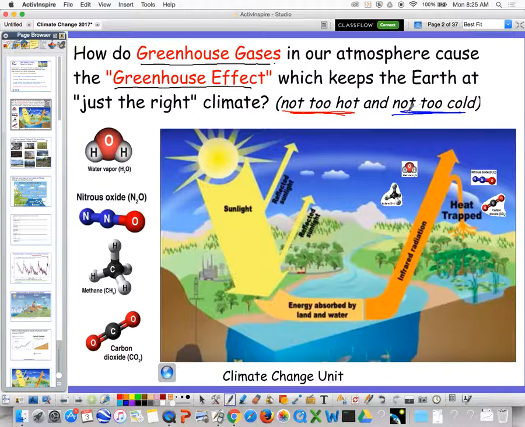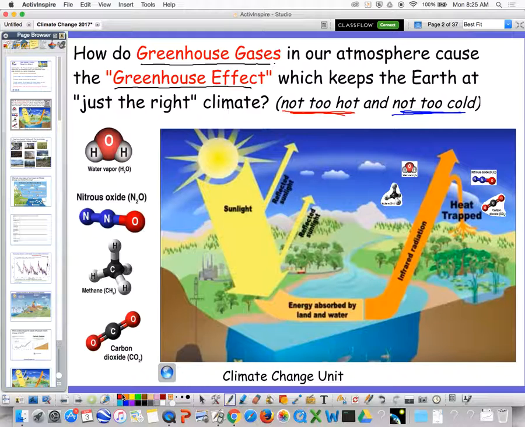So there's enough of these greenhouse gases in the atmosphere that they trap the heat released by the Earth, and they keep our planet just at the right temperature for life to exist on our planet. So we're going to go over a little bit about how this works, and also the recent impact from humans on our greenhouse effect, causing what we call the enhanced greenhouse effect, also known as global warming or human-influenced climate change.